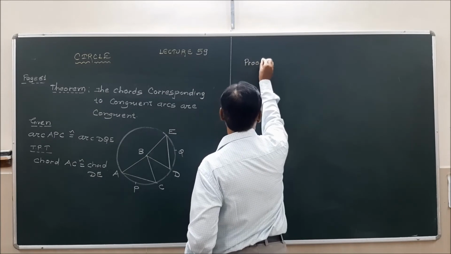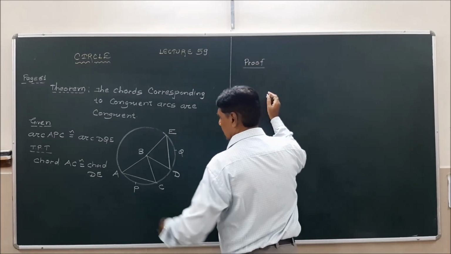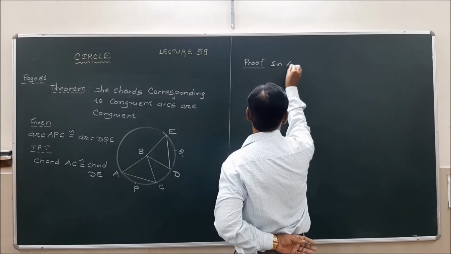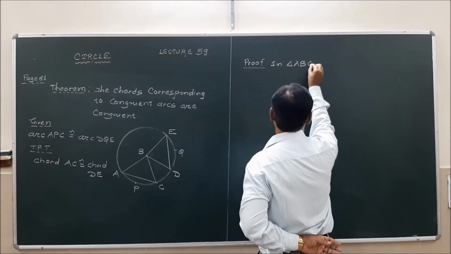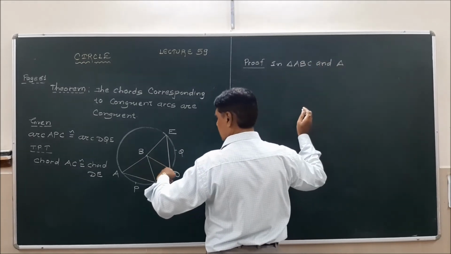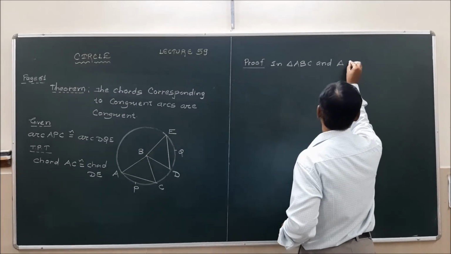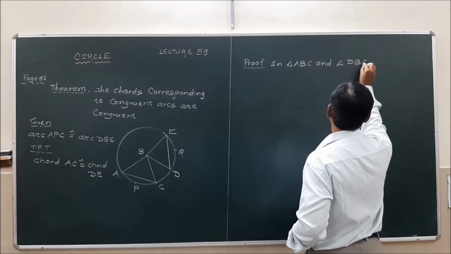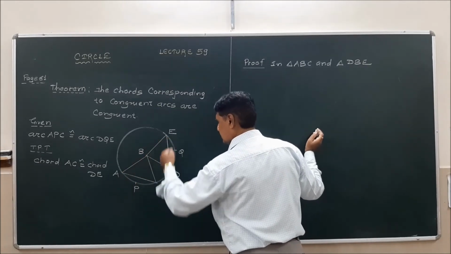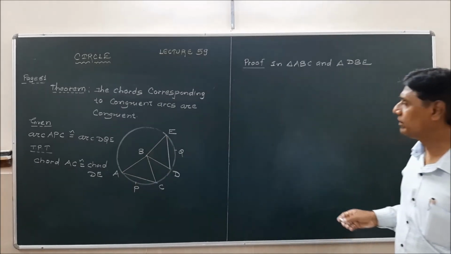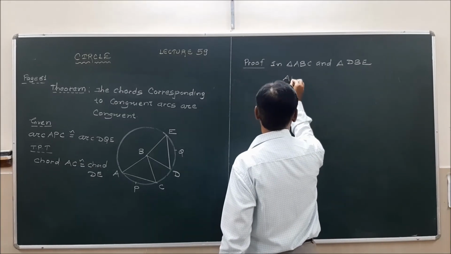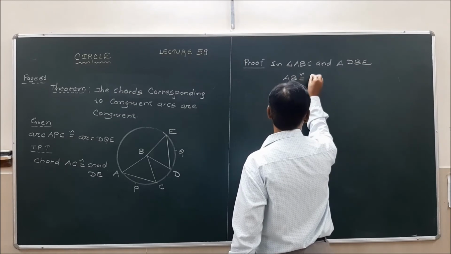Please try to understand the proof carefully. In triangle ABC and triangle DBE, clear? Then you will be getting AB is equal to DB. AB is congruent to DB.